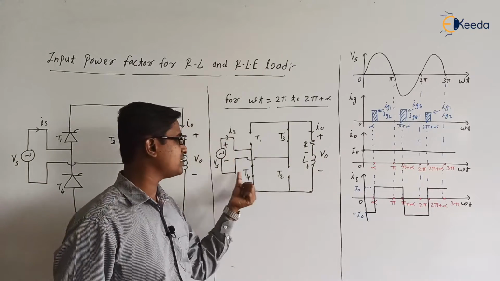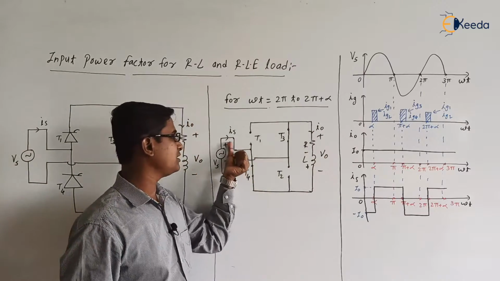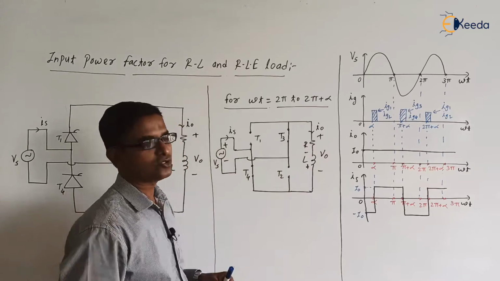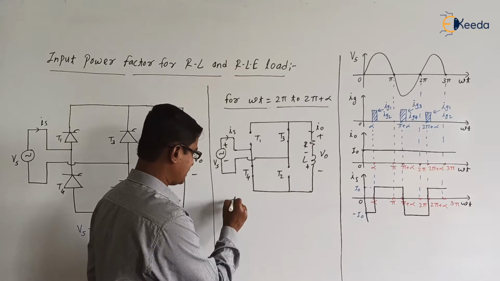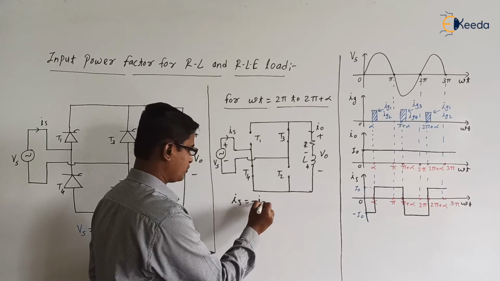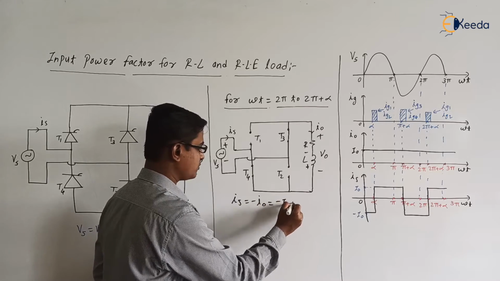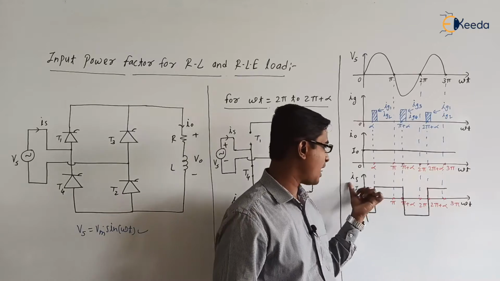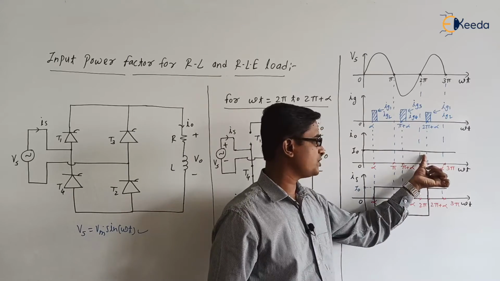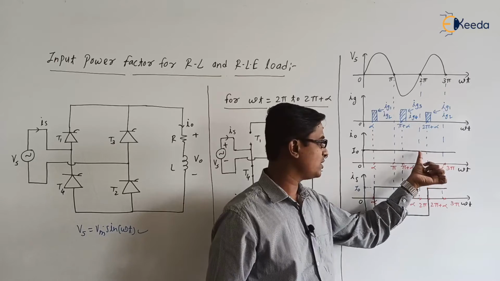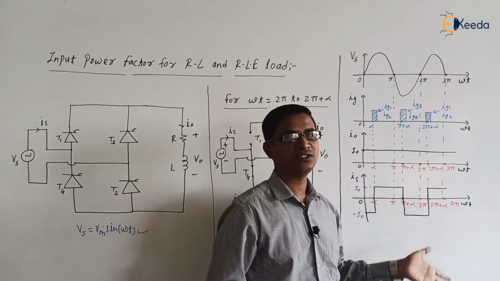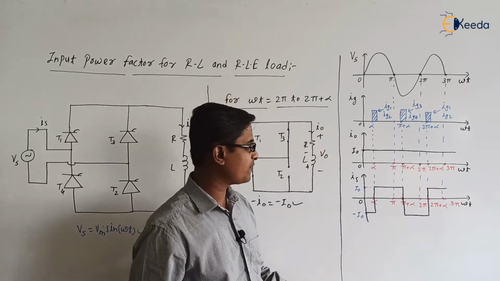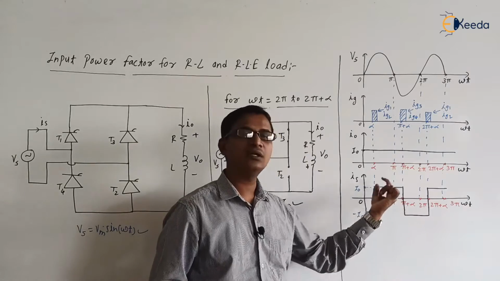So when the inductor releases the energy, can we write Is is again equal to minus I0? Is is equal to minus I0, right? If you check 2 pi to 2 pi plus alpha, Is is negative, I0 is positive, so here it will be a minus I0. After 2 pi plus alpha, what will happen? The same cycle goes on repeating.